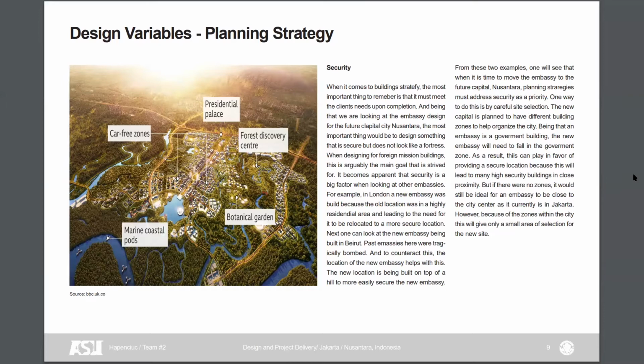One way to address this is by site selection. Being that the embassy is a government building, the new embassy will fall into a government zone. As a result, this can play in favor of providing a secure location because this will lead to many high security buildings in close proximity. But if there are no zones, it would be ideal for an embassy to be close to the city center, as it currently is in Jakarta. However, because of these zones within the city, this will give area for selection for the new site.